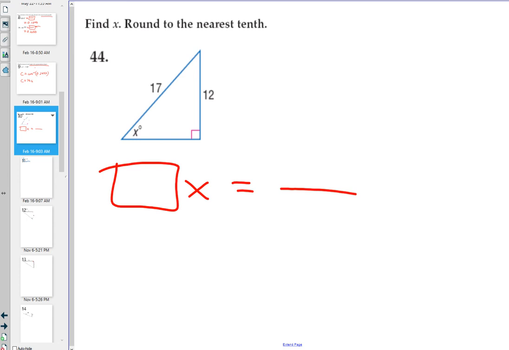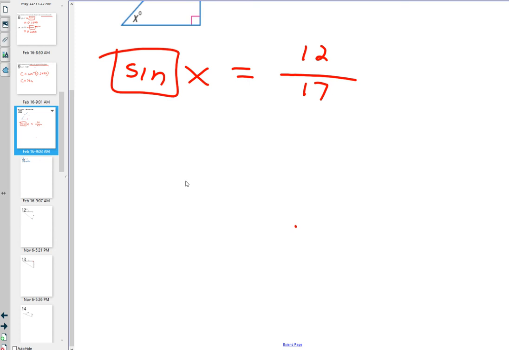What side is the 12? Opposite. What side is the 17? The hypotenuse. So what trig ratio relates opposite with hypotenuse? Sine. So I know I'm going to have a sine here, and specifically with sine, opposite has to go on top, and hypotenuse has to go on the bottom. The sine is opposite over hypotenuse. So in order to find x, we know that to find angles, you need the inverse. So x would be inverse sine of 12 over 17.